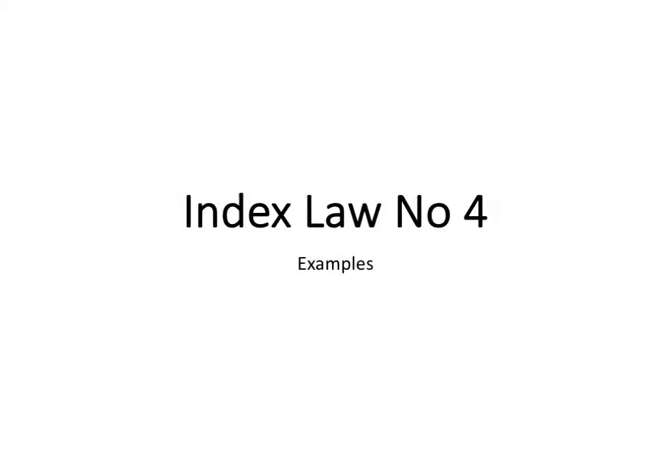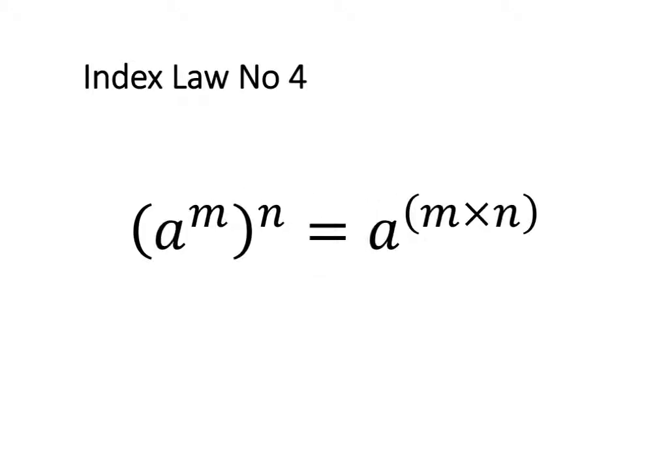In this video, we're going to have a look at some examples of how to simplify expressions involving the fourth index law. So the fourth index law is a to the power of m, raised to the power of n, is equal to a to the power of m times n. So when I have a base inside of the brackets with a power outside of the bracket, I can multiply the powers together to simplify.